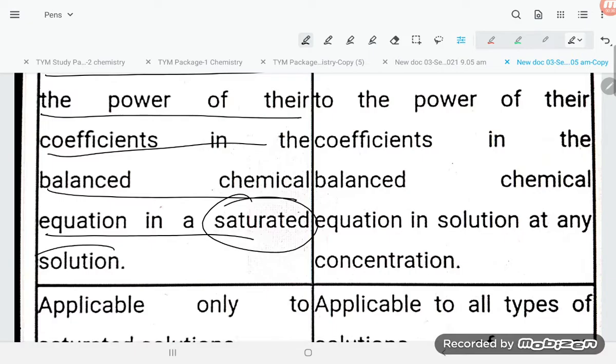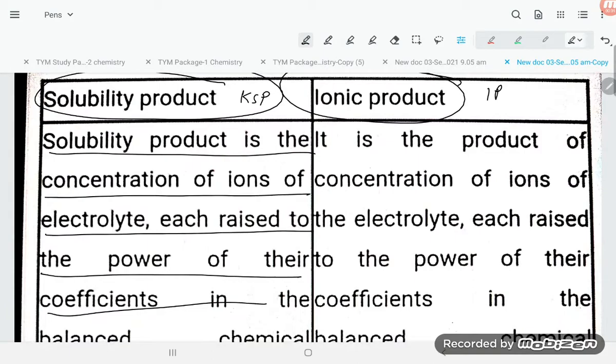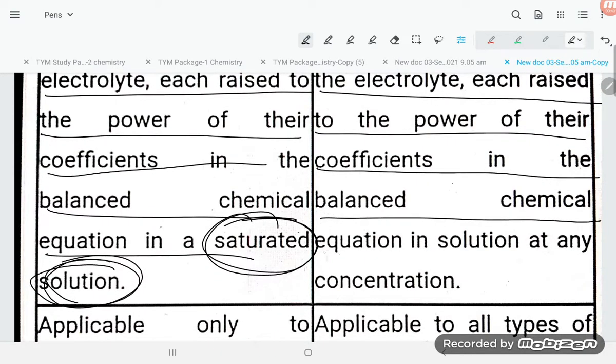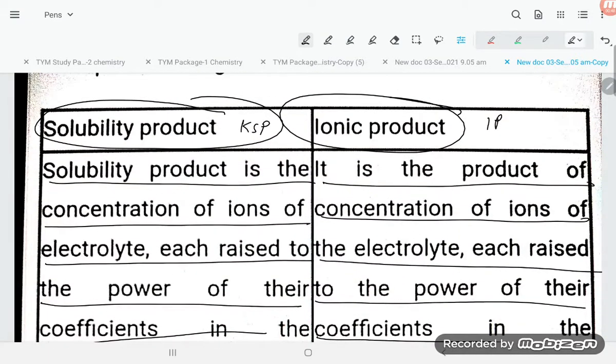What is the point here, students? They are talking about a saturated solution. Now come to this point. Ionic product is the product of concentration of ions of the electrolyte raised to the power of their coefficient in the balanced chemical equation in solution at any concentration. So when you talk about ionic product, it is any concentration, and when you talk about Ksp, that is a saturated solution.